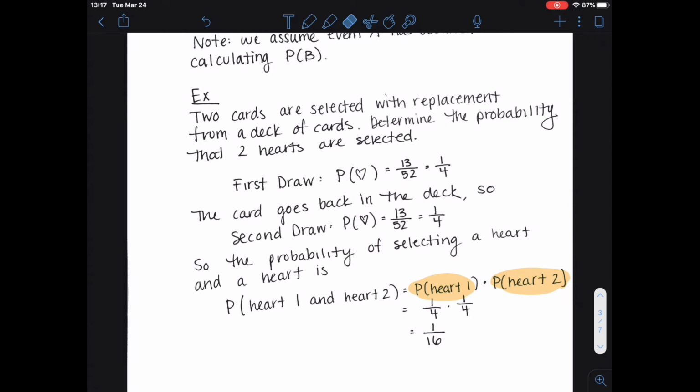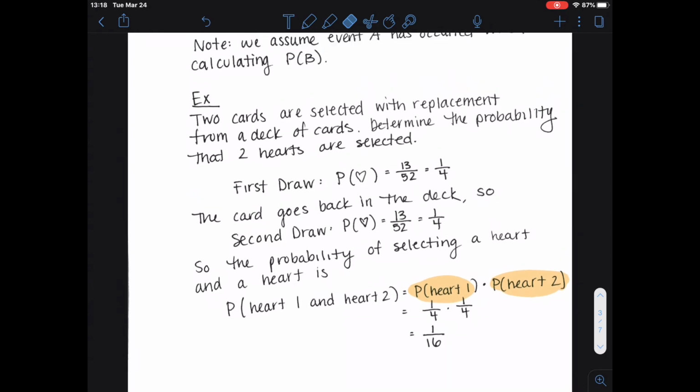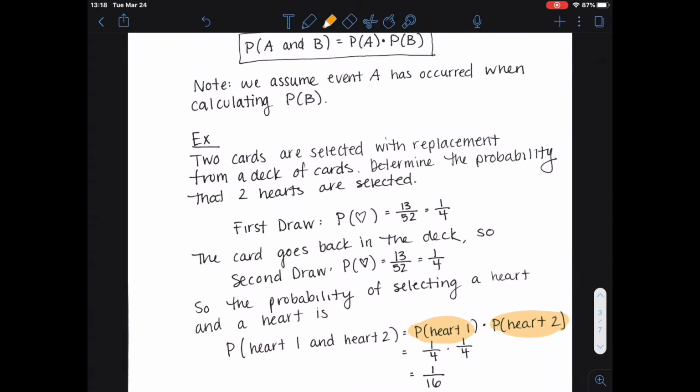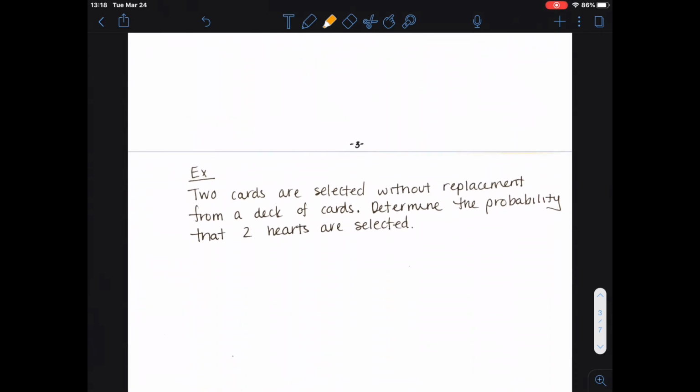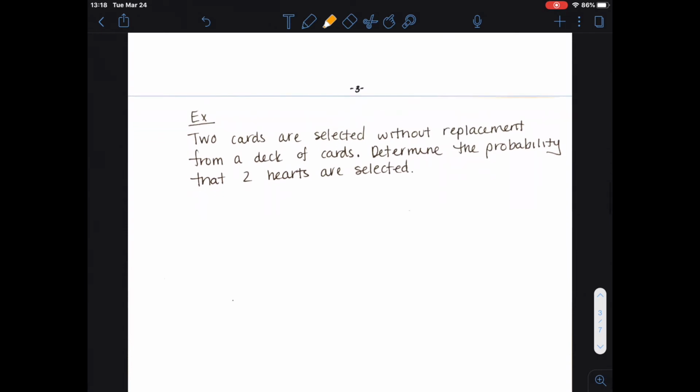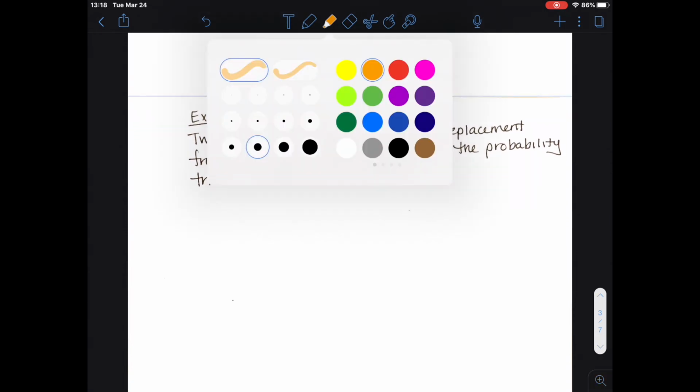Okay. Now if we change this slightly, this is where this note kind of comes into play, that we need to assume event A has already happened to calculate event B, because you want to be successful. So if I want to draw 2 hearts, I've got to assume my first card was a heart when I go to calculate the probability of this second draw. So we're going to still have 2 cards selected at random. We want to determine the probability that 2 hearts are selected. But now we're changing this word slightly.